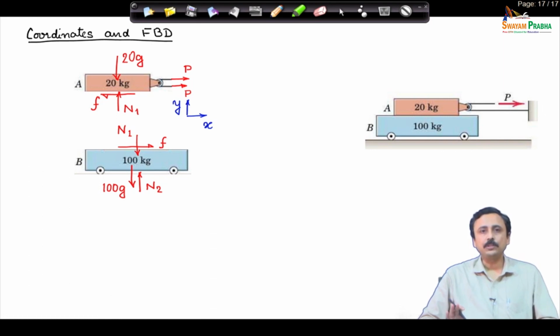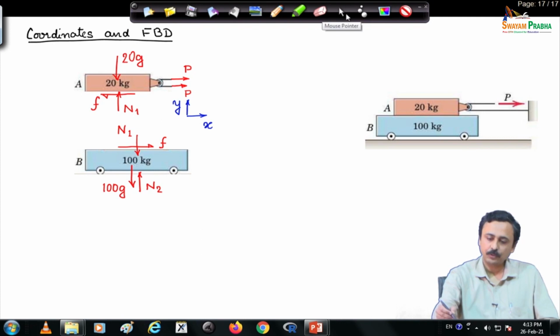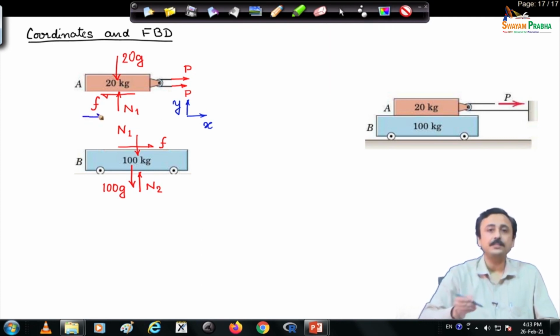First step is to fix up the coordinate system. As I have shown, the coordinate system is x y, x is to the right, y is vertically up, and drawing the free body diagram, which I have drawn here. The pulley is frictionless, therefore, the tension in the two parts of the string is same, P. I have shown the weight of the 20 kg block, normal reaction. The friction force, you will notice, I have kept it as F.